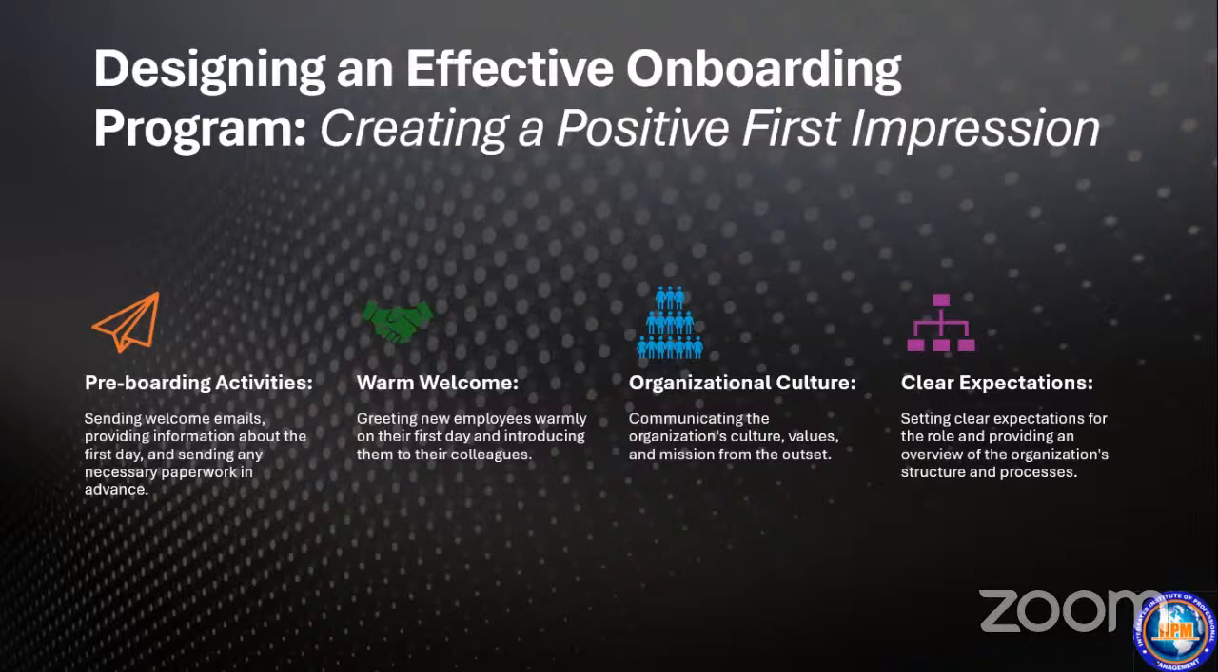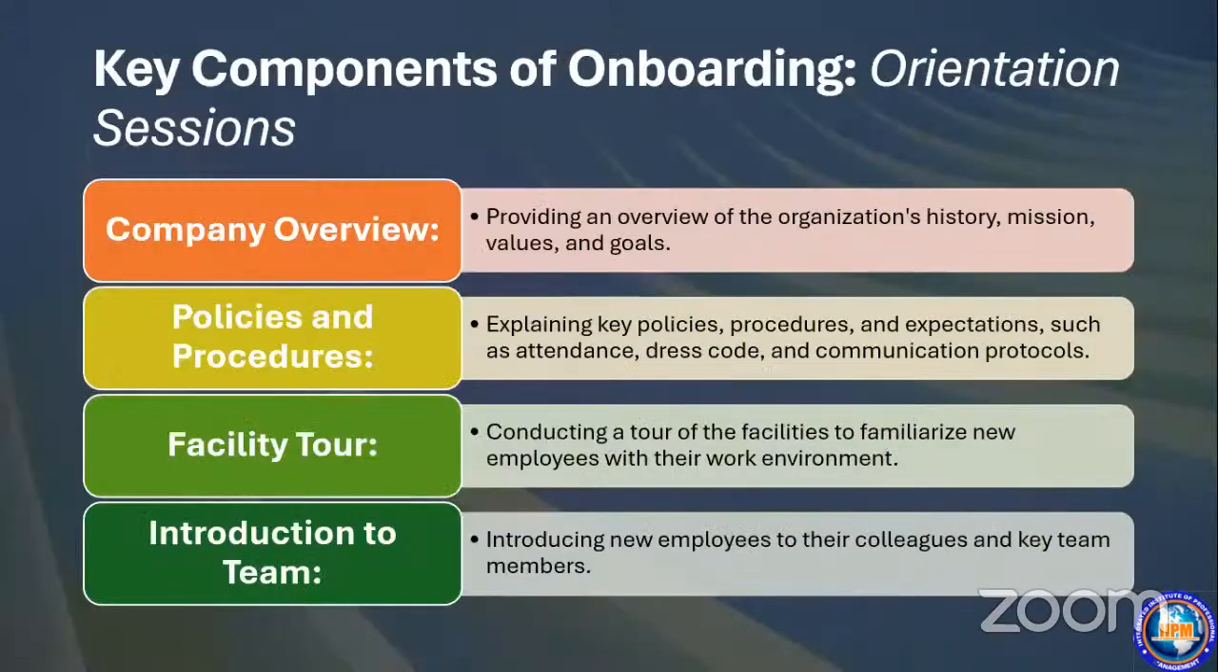Communicating the organization's culture, values, and missions from the outset. Let them know what you believe in as an organization. Let them know your culture, the values, the mission, spell it out. Next, set clear expectations for the role and provide an overview of the organization's structure and processes. Don't leave them wondering what they're supposed to do, who they're supposed to do it with, and why. Spell it out. Now, there are key components of onboarding.